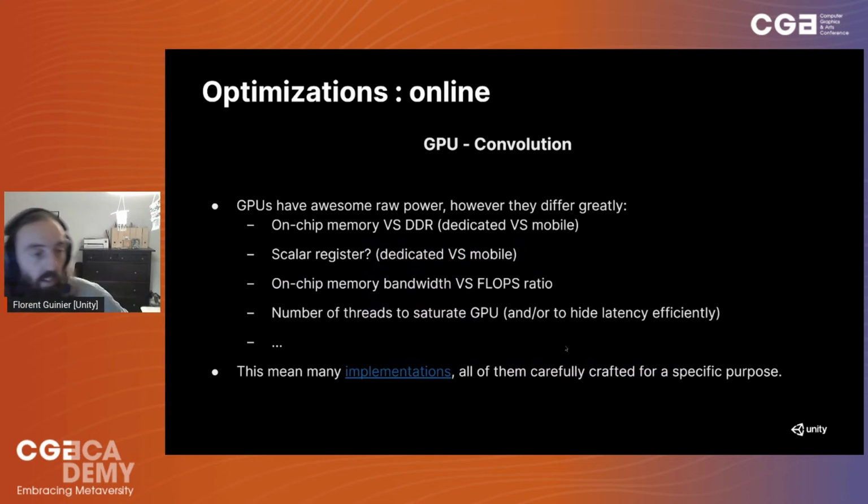GPU. GPUs are awesome because of their raw power. However, it's not one GPU out there. It's a ton of different architectures, and every GPU is different. Which means we also need to have a lot of implementations, because one implementation that will be good for a given GPU might not be good for another one.